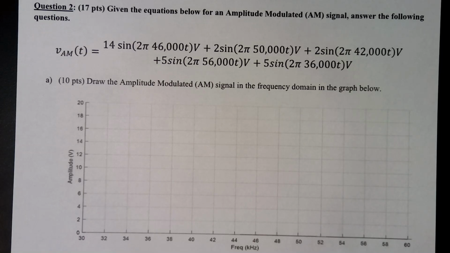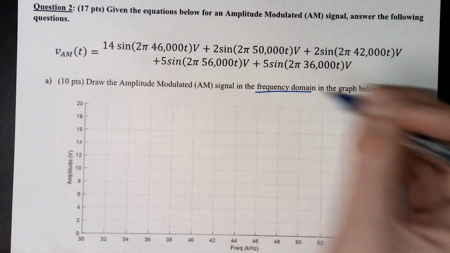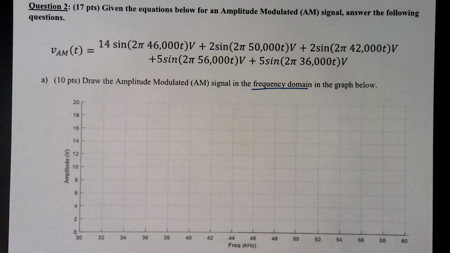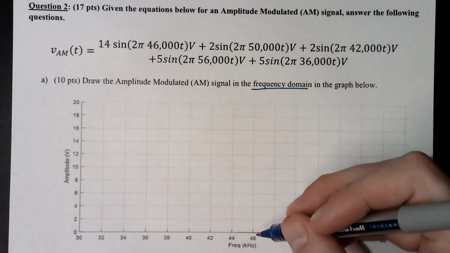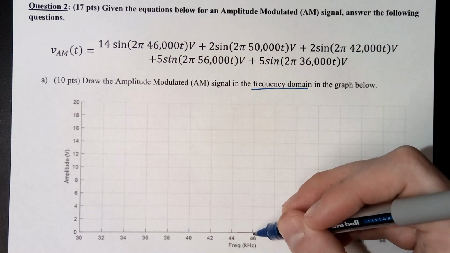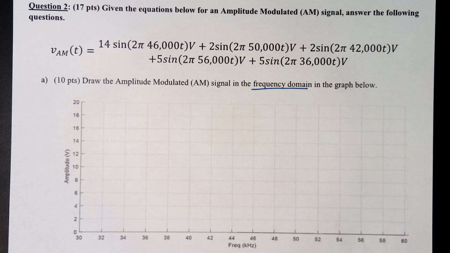Okay, on to question 2. Here we have an amplitude modulated AM signal, and we need to answer the following questions about graphing this. So we've got our signal here, and part A says draw the amplitude modulated signal in the frequency domain in the graph below. So frequency domain should tell you that we're going to have a bunch of sort of lines that just go at the frequency that the signal is at, and they should go up to the amplitude.